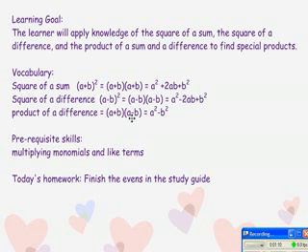And the last one you'll do is product of a sum and a difference, which means they have the same numbers, but one of them has a plus sign and one of them has a minus sign. If that happens, basically, if you were to do FOIL, the two inside terms would cancel each other out. So you just get the first one squared minus the second one squared.